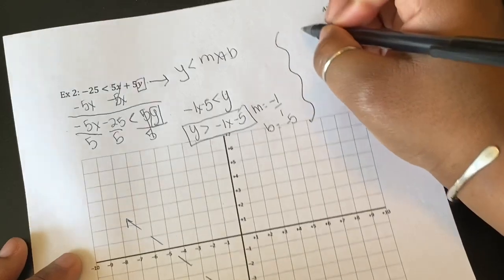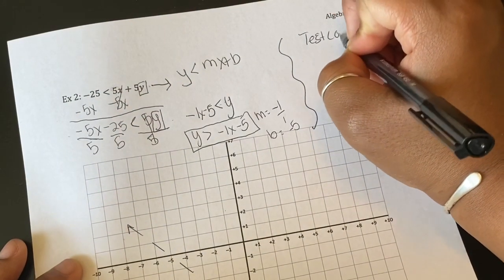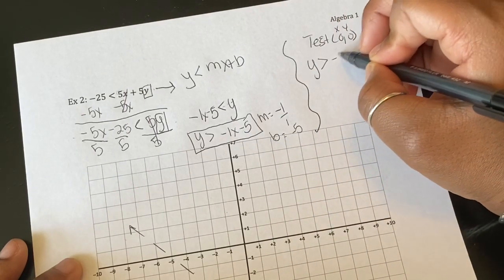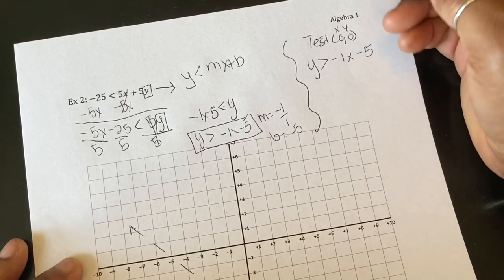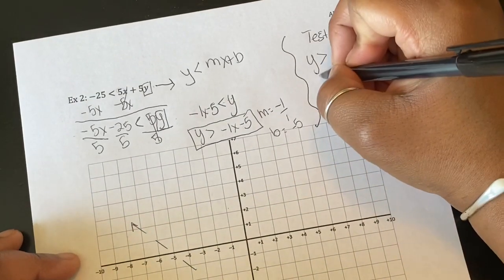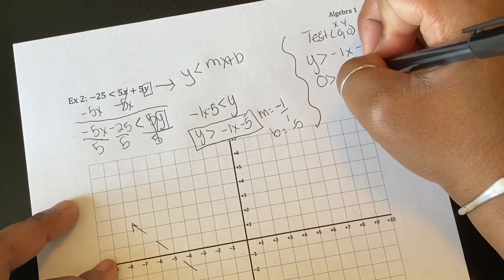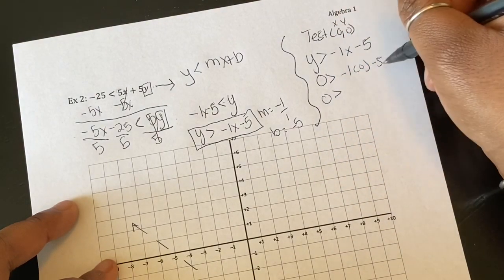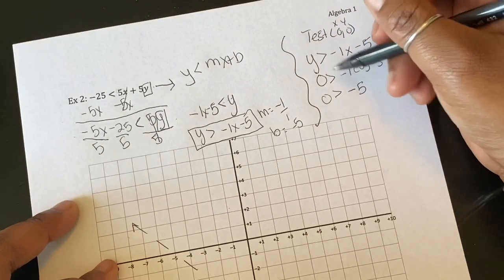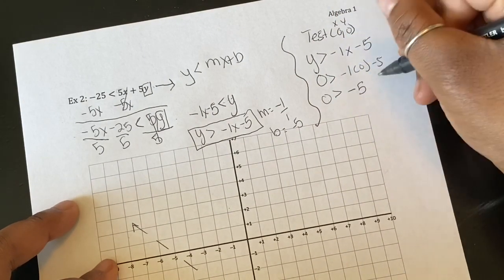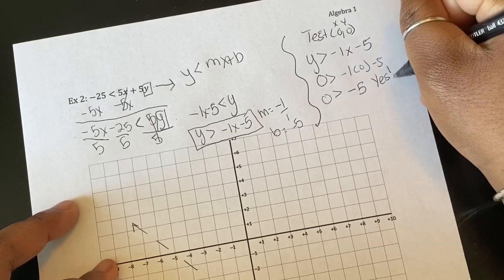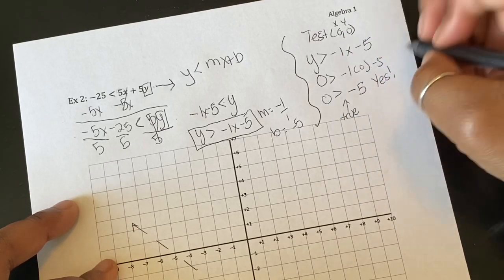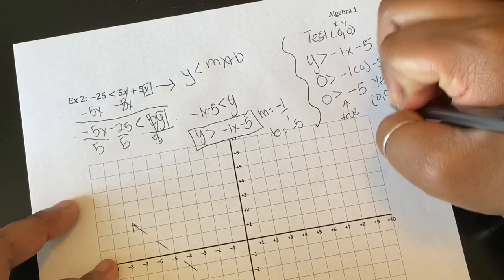So I'm going to test my point 0, 0. Remember, just use 0, 0. This is my inequality: y is greater than negative 1x minus 5. Wherever I see y and x, I'm going to plug in 0. 0 is greater than negative 1 times 0 minus 5. Simplify it. Negative 1 times 0 is 0, minus 5 is minus 5. So the question is, is 0 greater than negative 5? Yes, this is a true statement. So yes, 0, 0 is a solution.